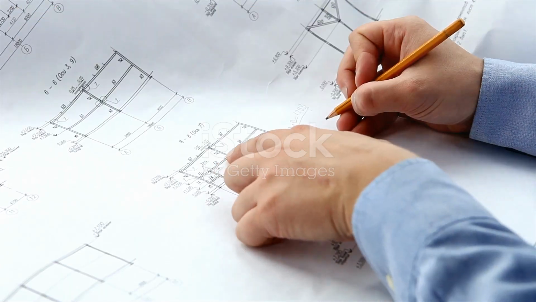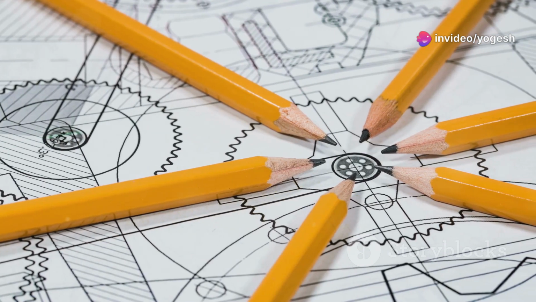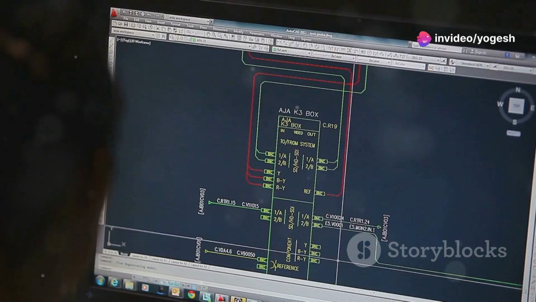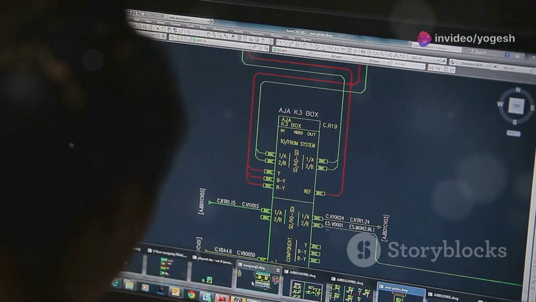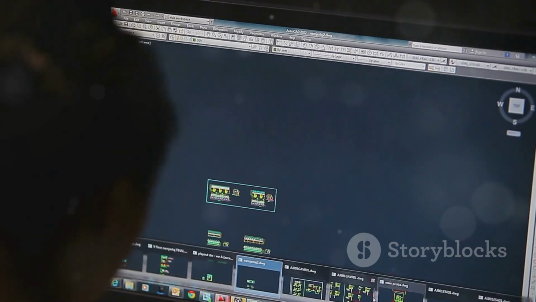Conclusion: mastering the art of line types. As we conclude our exploration, let's appreciate the power of these seemingly simple line types. They are fundamental to creating and interpreting mechanical drawings, transforming abstract ideas into concrete designs.